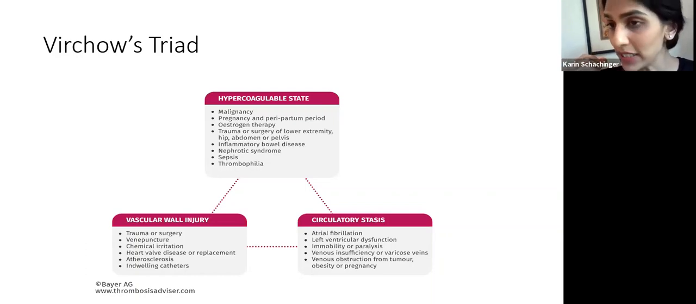And the other problem is circulatory stasis. So this could be heart failure, pregnancy, immobility, and you know that as well, right? People with a long flight, people who are overweight, very bedbound, whose mobility has changed suddenly in the last few weeks. That's one of our risk factors. So this is the Virchow's triad.